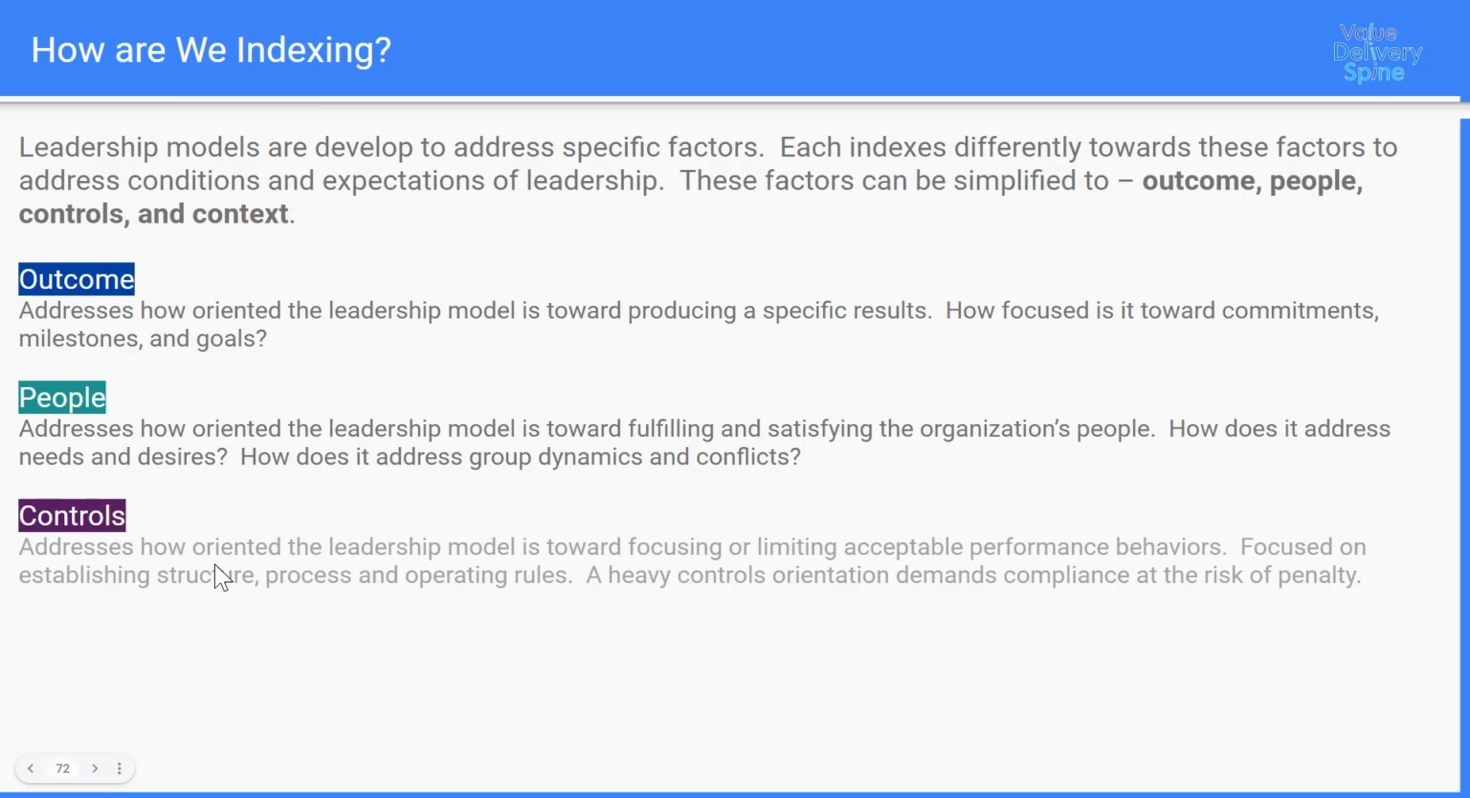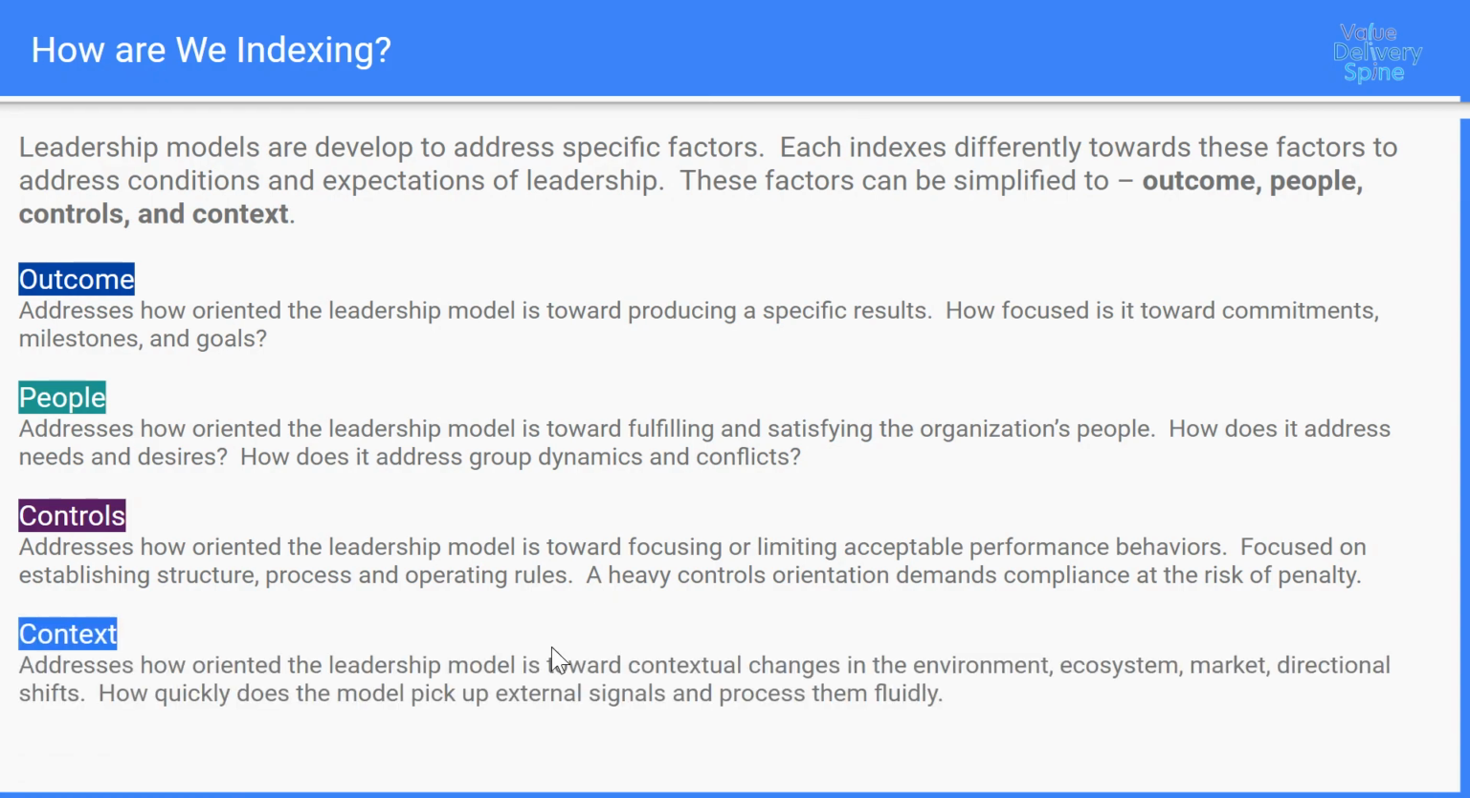The third is controls. What controls do we need to structure into our operating environment? What processes, what guardrails, what operating rules? Are we requiring a heavy controls orientation, or is there rewards and penalties, or are we light on controls and let people do things how they want to do them? And the last is context. What's going on around us in the environment, in the ecosystem, in our market? What directional shifts are we making, and how does the model support that context and dealing with those external signals in a fluid way?